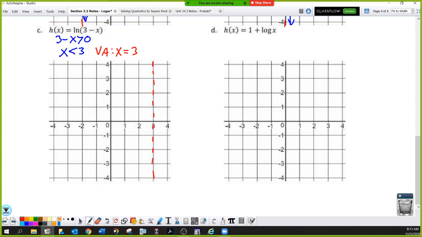Now, unfortunately, yeah, it's an ln again. So remember, we're trying to force the argument to be equal to 1. So what x would I have to plug in?